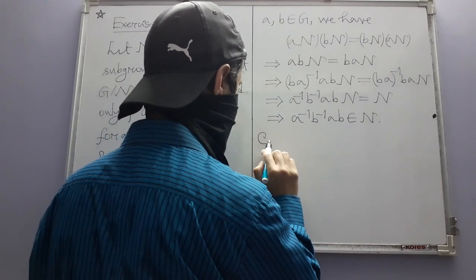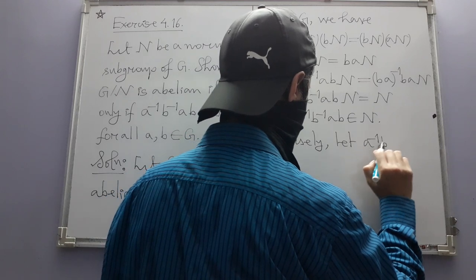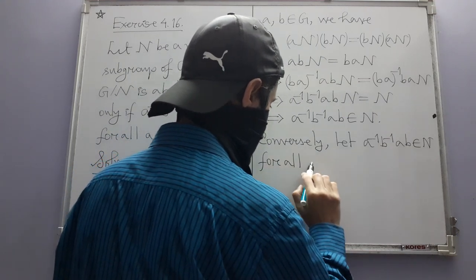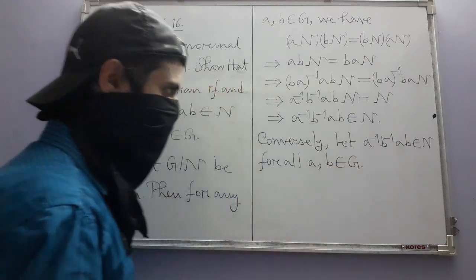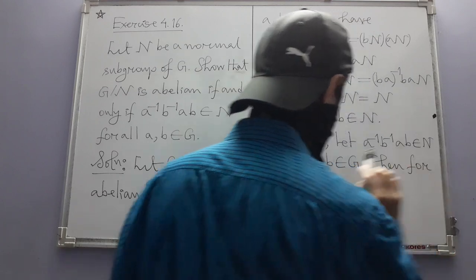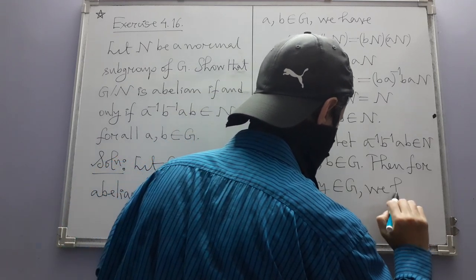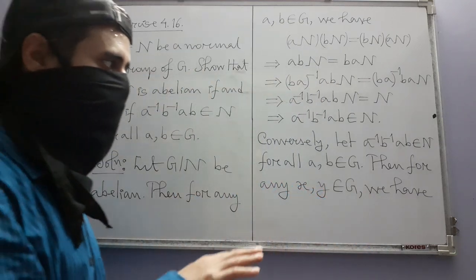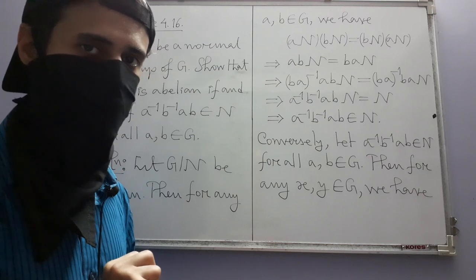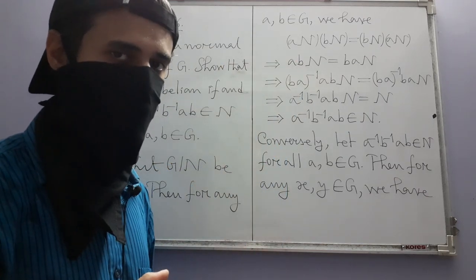Now, conversely, so this is now our hypothesis. We have to prove that the factor group is abelian. Then, for any elements x and y in G, we have, once you become quite comfortable with this kind of arguments, here itself you can incorporate the converse also by following these steps in the reverse order. But I'm not going to do that now.